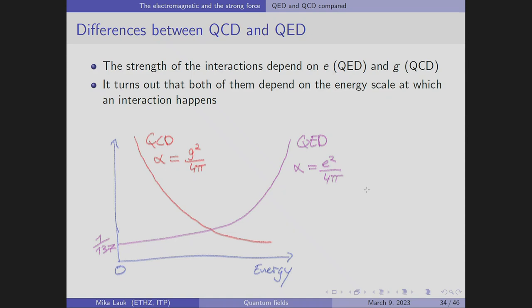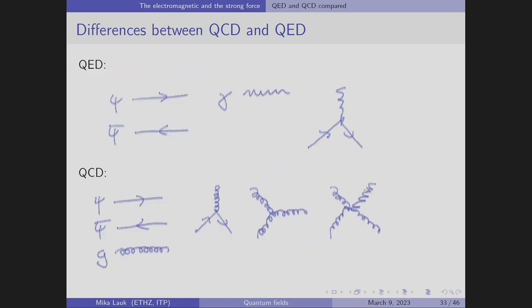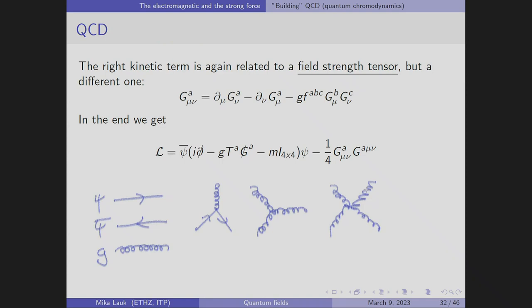Now, I told you about this elementary charge, and maybe I forgot to mention this thing G, which is, in fact, not a gluon, but what we call the strong coupling constant. So it's sort of like the elementary charge, but for the strong interaction. It tells us how strong the strong interaction is.